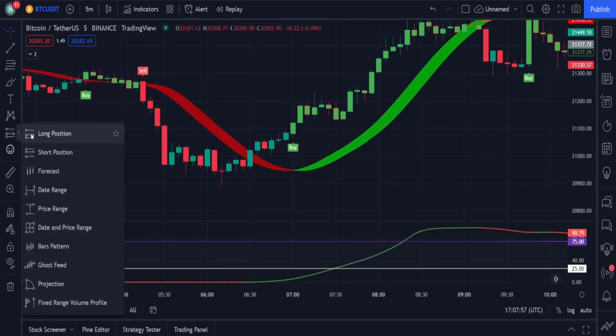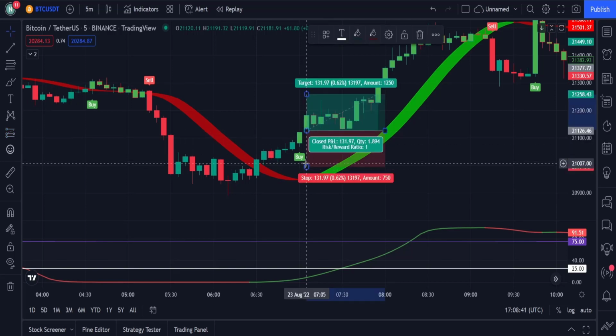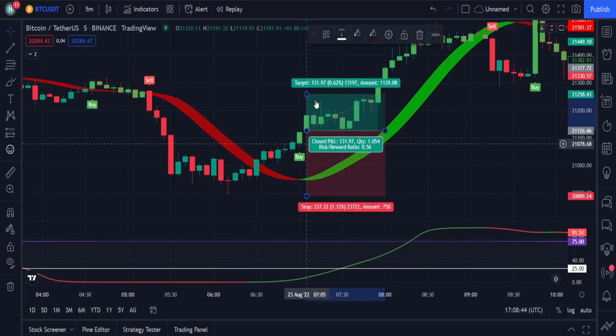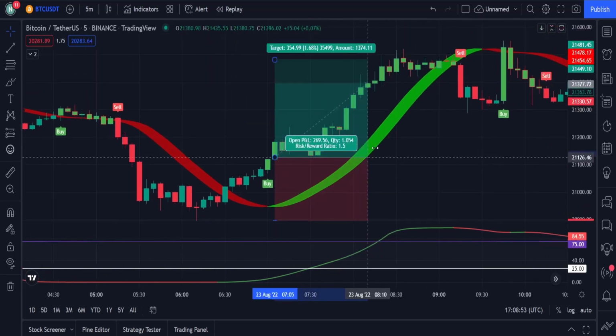I'll take a long position and put it right at the beginning of our entry candle, which is the next candle after our trigger candle. Again, for long trades, I keep the stop loss at the recent swing low and keep the risk to reward ratio from 1 to 1.5. It would hit take profit right there.